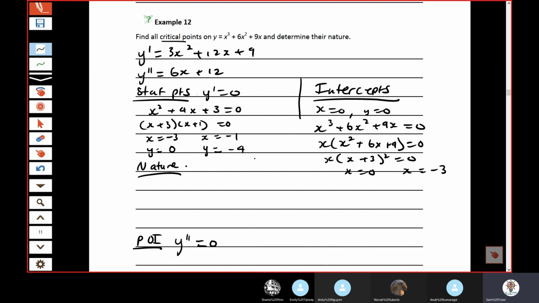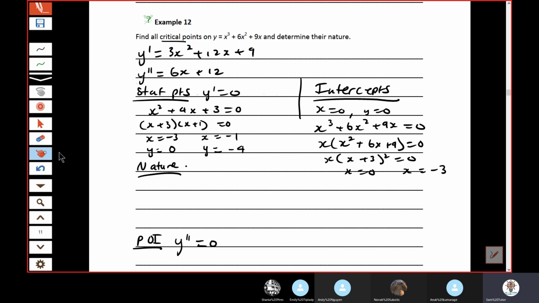See, that's already interesting. Why? Because there was an intercept at -3, and now it's a stationary point. If it's an intercept and a stationary point, do you know what it's going to look like? It's either going to bounce on the x-axis or it's going to be a horizontal point of inflection. There's only 2 options you've got. It's either going to bounce on the x-axis, just like your normal roots.